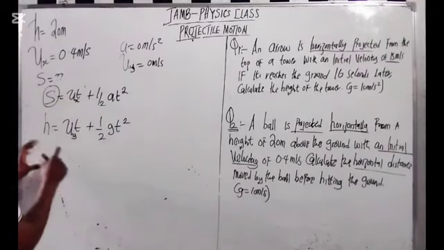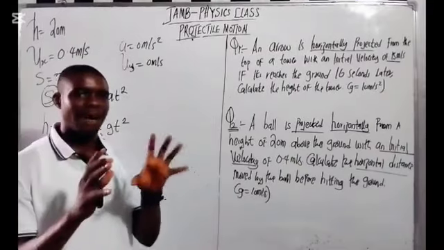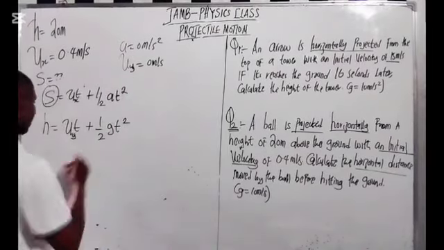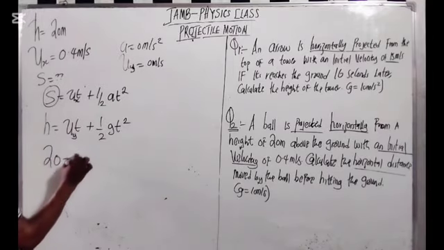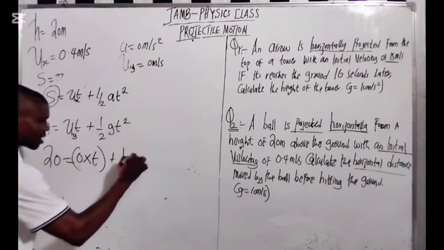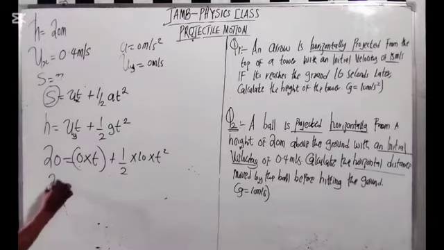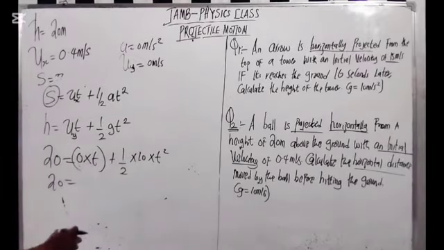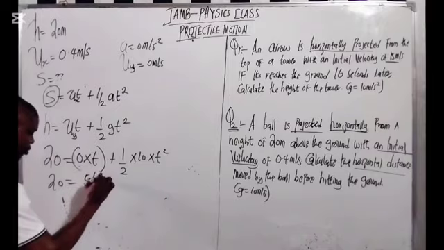Do you understand? Remember uy, they didn't make any statement about the vertical initial velocity, so that's why we make it 0, right? So now my h, which is 20, equals 0 times t plus half times 10 times t squared. Here the first term goes to 0. If I ignore it, half of 10 is 5, so it's going to be 5t squared.